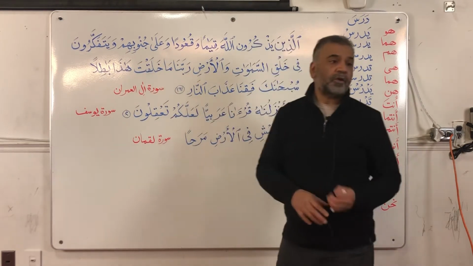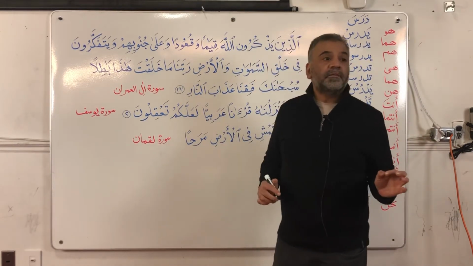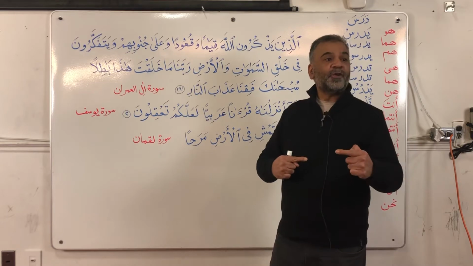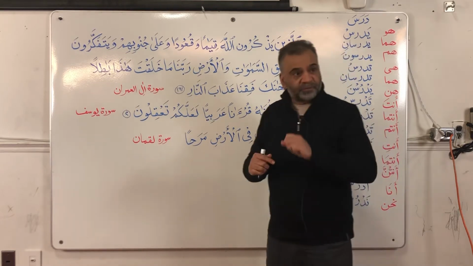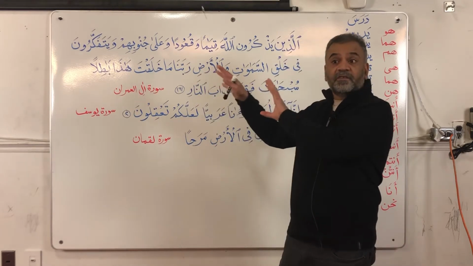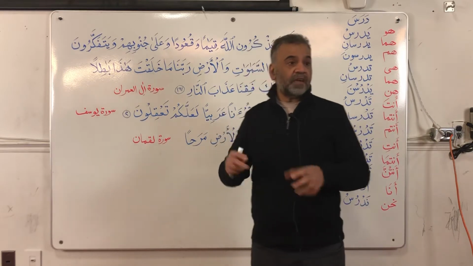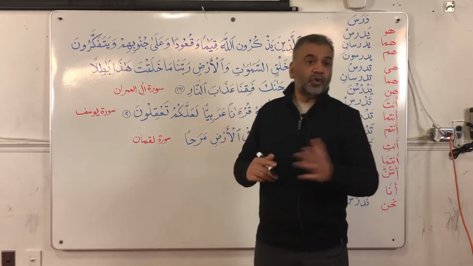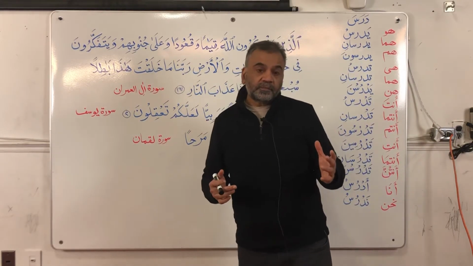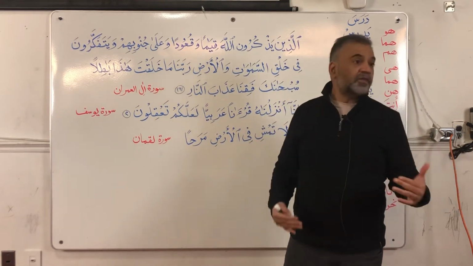And they ponder upon, and not just ponder upon one time, they keep pondering upon over and over and over. That is what this verb is telling me. The nature of this verb is telling me, form 6, that they don't just ponder upon one time, but they ponder upon continuously.